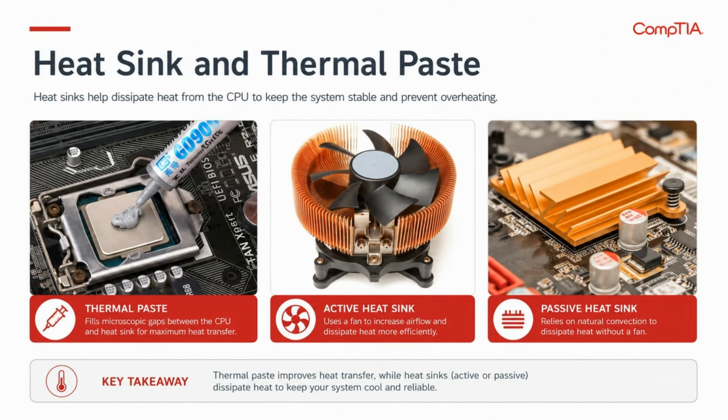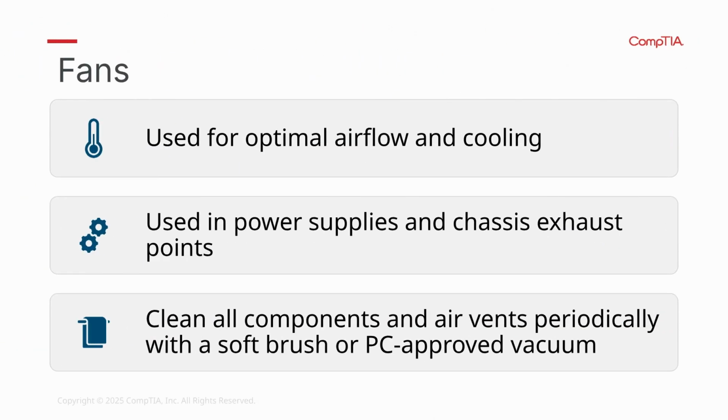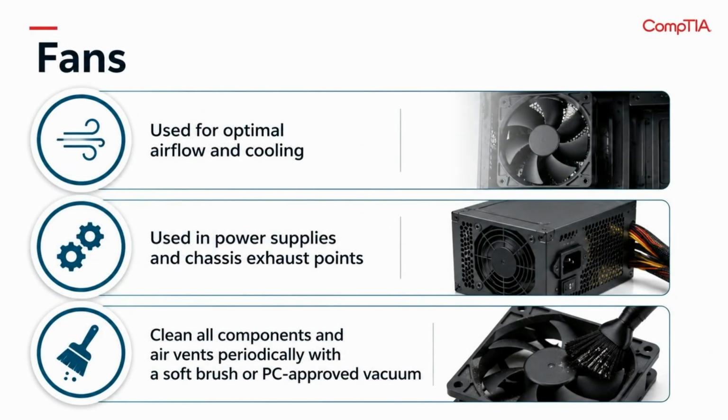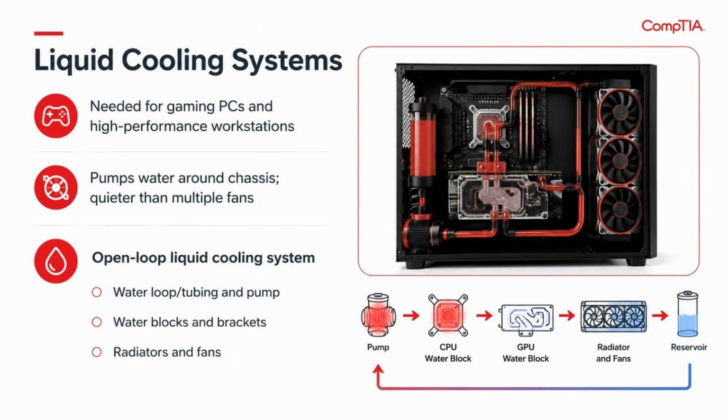Passive cooling relies solely on the surface area of the heatsink to dissipate heat, while active cooling adds a fan to force air movement across those fins for much higher cooling efficiency. Fans are the primary tool for maintaining airflow. They are found in power supplies, at chassis exhaust points, and on CPU coolers. Remember to periodically clean these vents and fan blades with a soft brush or specialized vacuum to maintain performance. For high-performance workstations and gaming PCs, liquid cooling is often preferred.